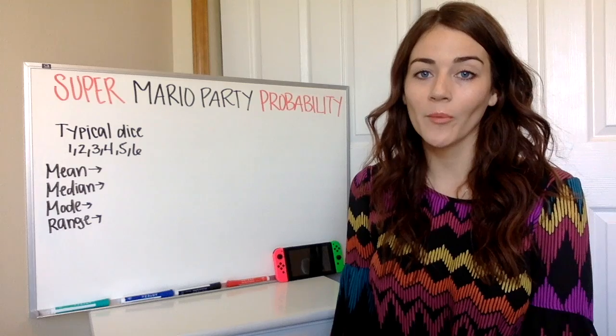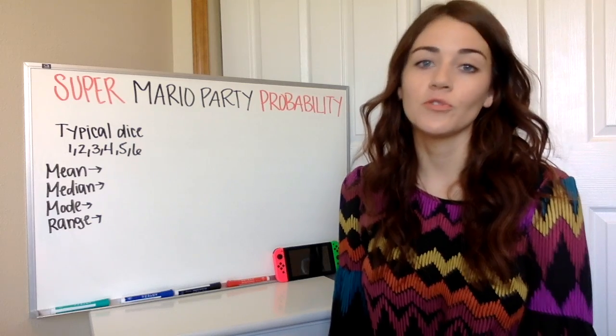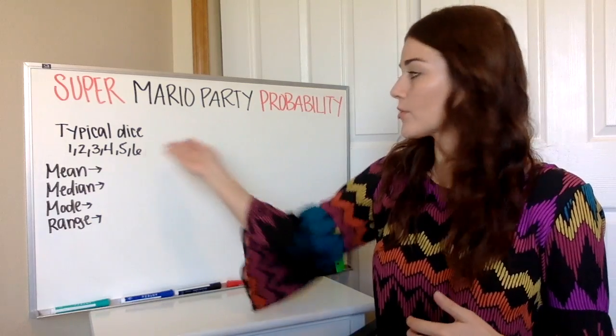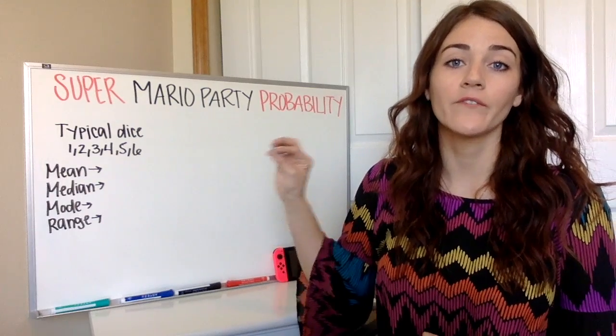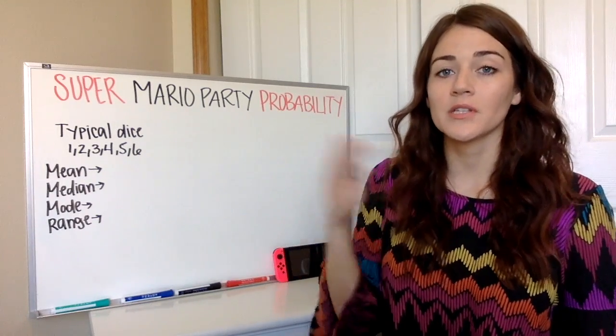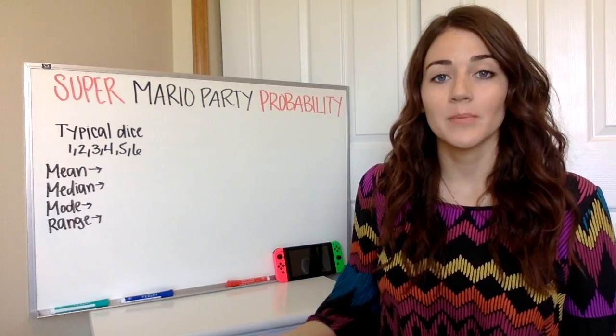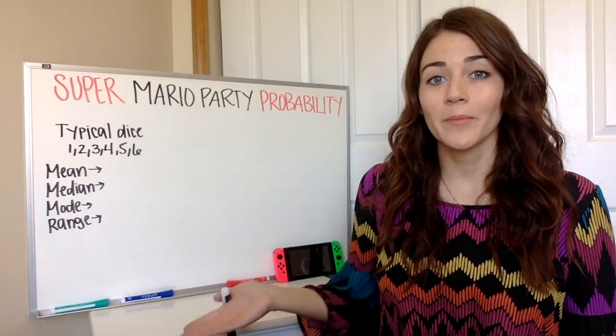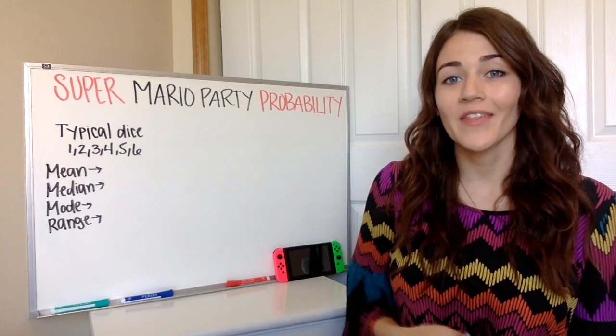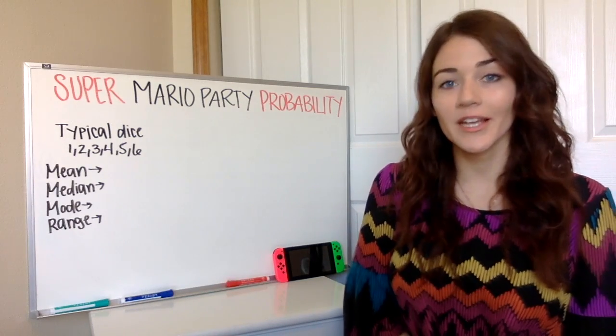So if you don't know how Mario Party works, you do have an original dice, a 1 through 6 dice, so I want to take a look at that first. And then in addition to that, you have your character die. I wanted to use this basic example of a typical dice to find mean, median, mode, and range first, and then that way we can also compare the character dice to it.